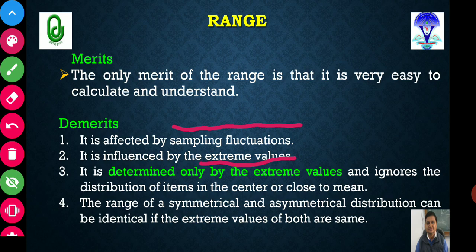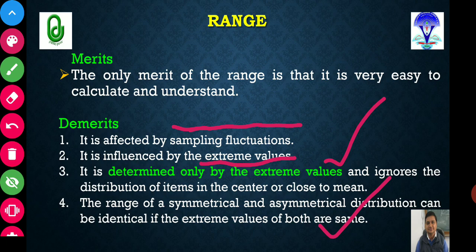Then the third one, it is determined only by extreme value, which we have already discussed. The range of symmetrical and asymmetrical distribution can be identical if the extreme values of both are the same. Suppose you have two different data sets, one symmetrical and another asymmetrical. Even so, if both data sets have equal lowest and highest values, then the range will be the same. So these were the flaws that were encountered with the range.